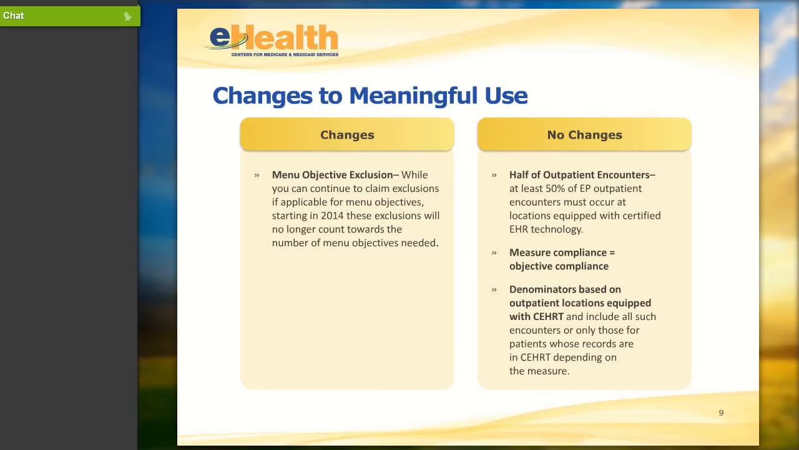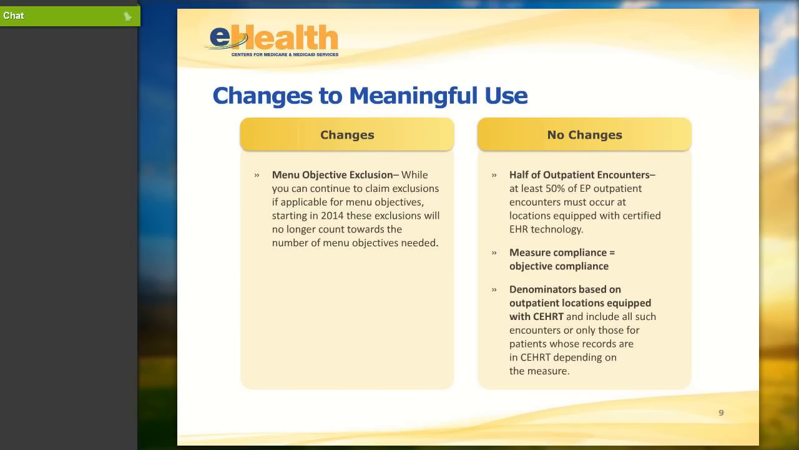If there are menu objectives that you can report on, then you have to select those menu objectives to reach your 5 minimum, or 3 minimum in Stage 2. You can't select and exclude from something if you can report on something else. So essentially, we've closed a loophole.